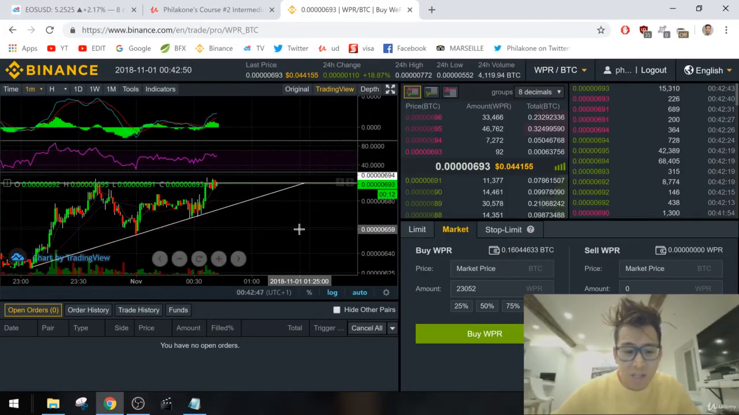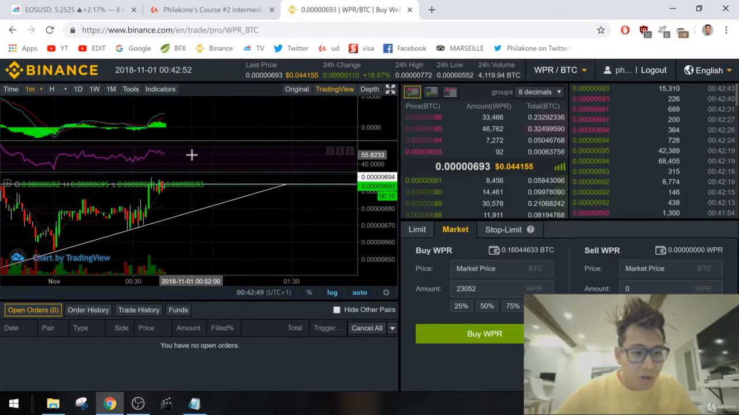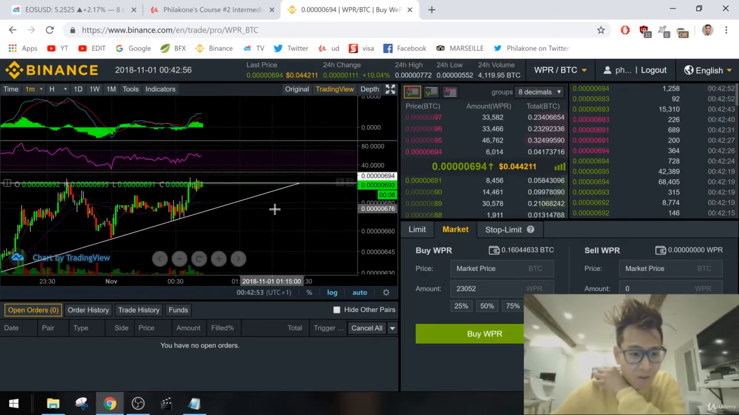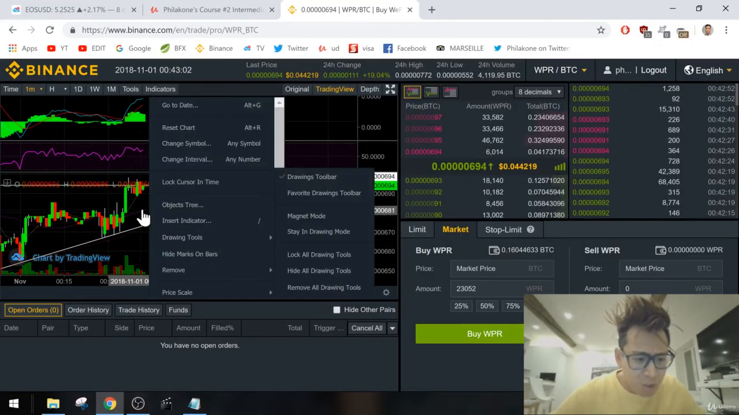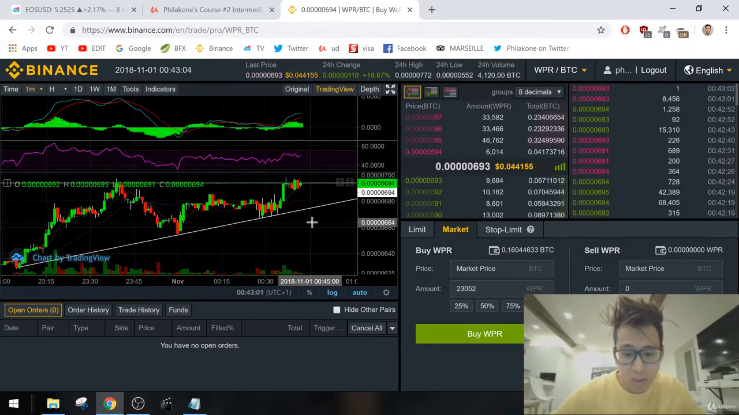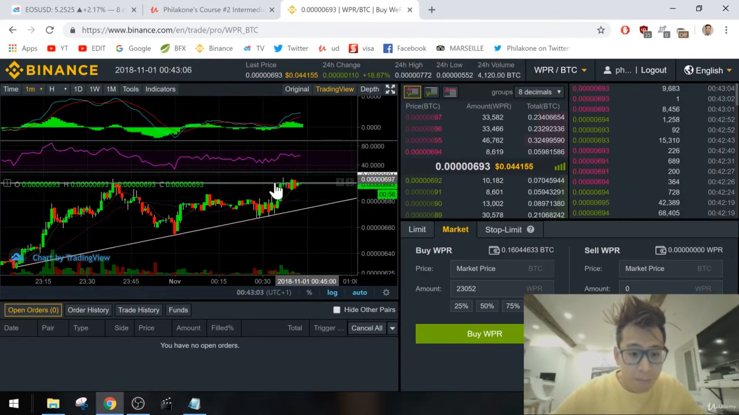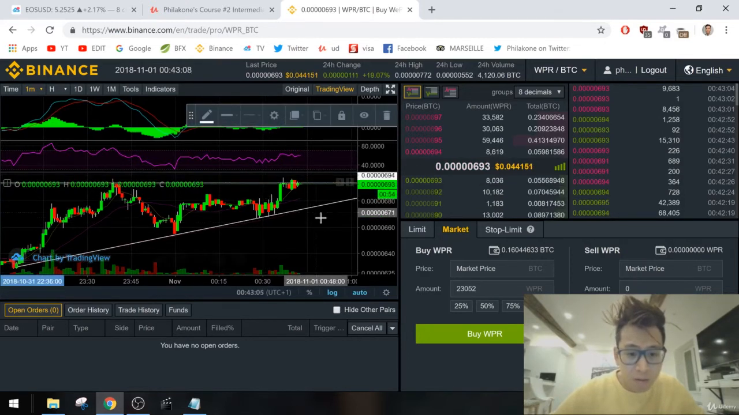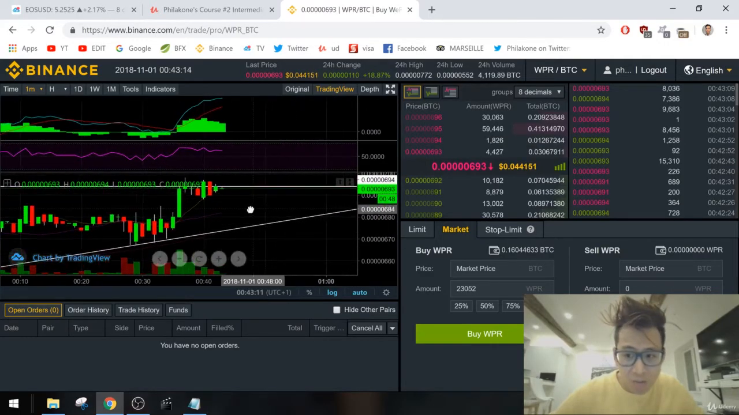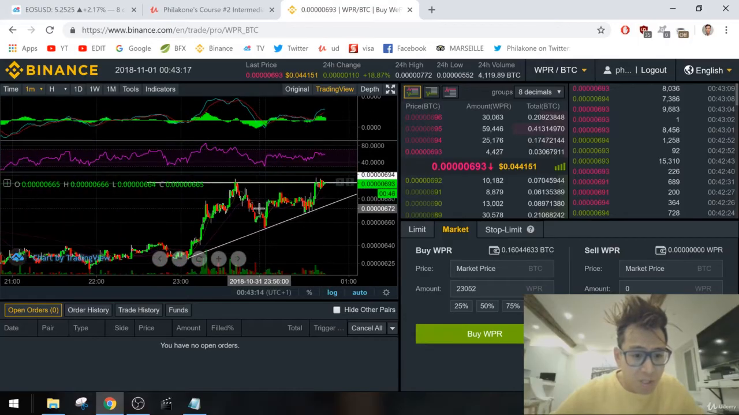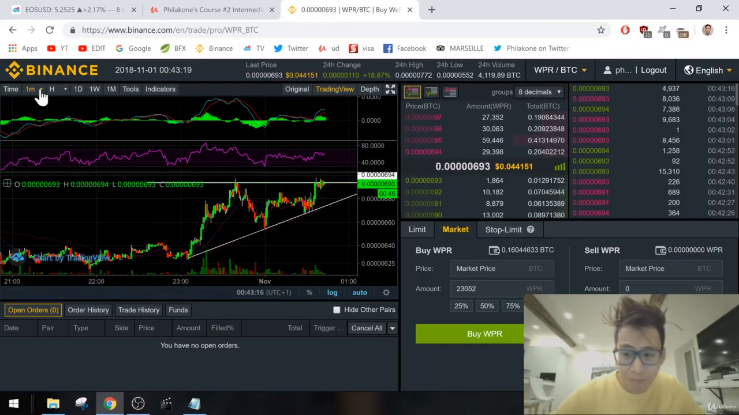Let's see if we can actually break out of here. We're not really getting any signs that it can break out right now. The volume is actually dwindling at the resistance, which is never good. I'm just trying to give you guys tons of examples as well. It just doesn't seem like it's going to break out, to be quite honest. Resistance is fairly strong right now.